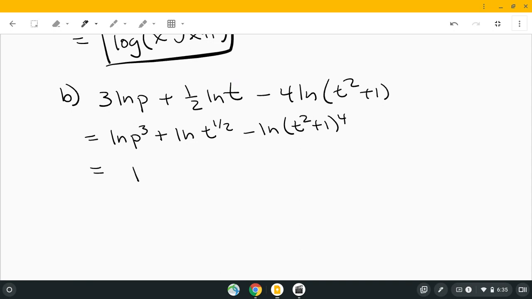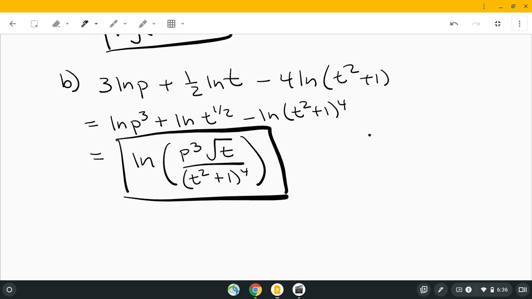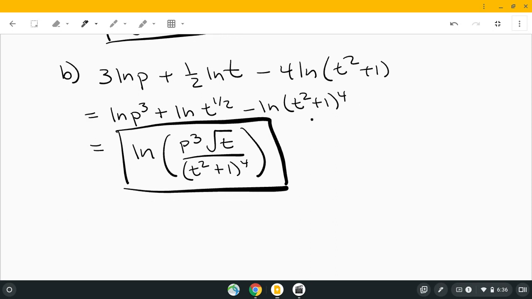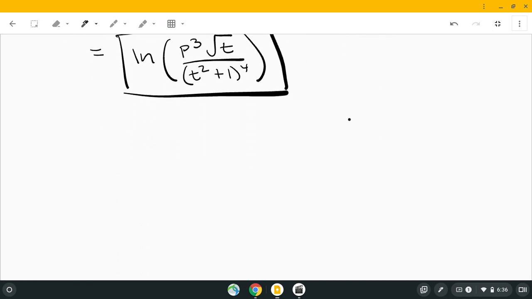Okay? So single log, and we have p cubed, t to the 1/2, that's the same as square root of t. And then this one over here is negative, so this one's going to be the quotient. Okay, and that would be the final answer. If you do plenty of these, you'll develop a rhythm, and you'll be able to say, "Oh, these are pretty easy," but you have to get used to it.